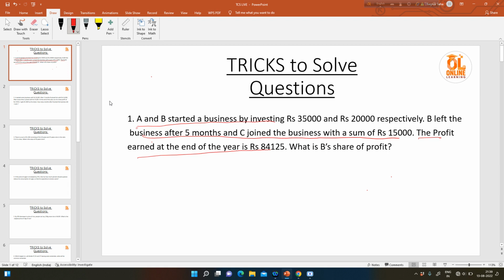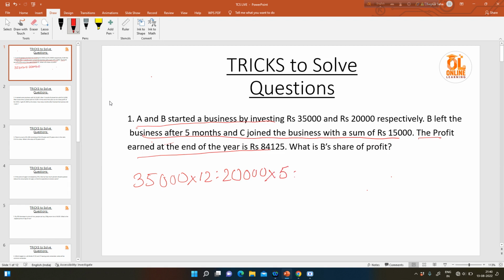So how to solve this? Let us first reduce the ratio. The profit earned should be dependent on the amount they have invested and how much time they have invested. A invested 35,000, and he invested for the full term. It is given at the end of the year, so there should be 12 months, right? Then 20,000 invested by B, and B left the business after 5 months, so he invested for 5 months, right?